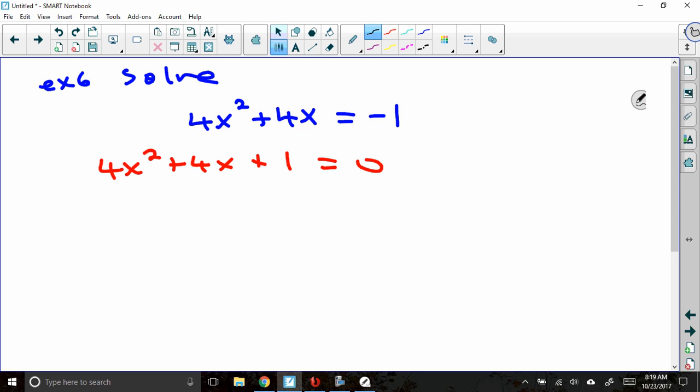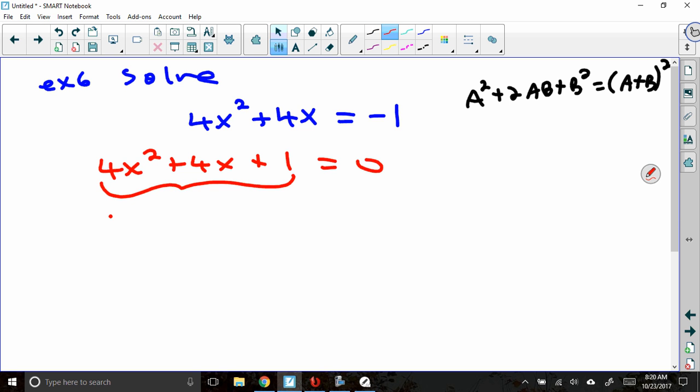Perfect square trinomials are of the form a squared plus 2ab plus b squared. And when we factor them, they factor into a quantity squared, don't they? So the deal is this is going to factor down into a quantity squared, and it's still going to equal 0.